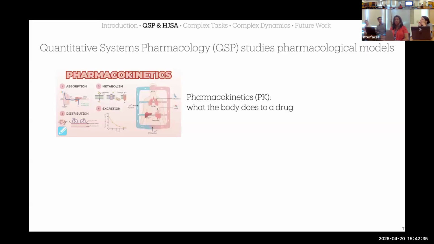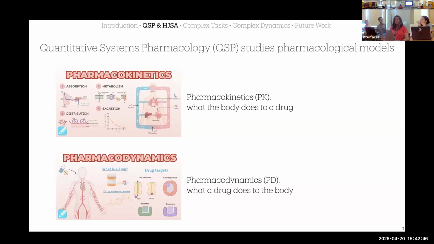QSP is the study of pharmacological models, so models of both diseases and treatments. And it's composed of two parts. There's pharmacokinetics, which describes what the body does to a drug, and pharmacodynamics, which describes what the drug does to the body. For the first, think about things like metabolism. For the second, think about things like protein activation and phosphorylation. These are mathematical models describing both of these processes put together.